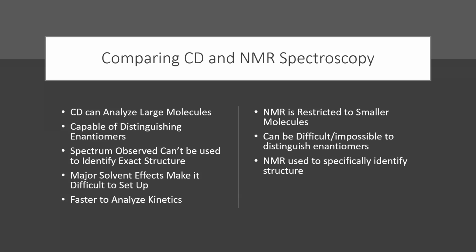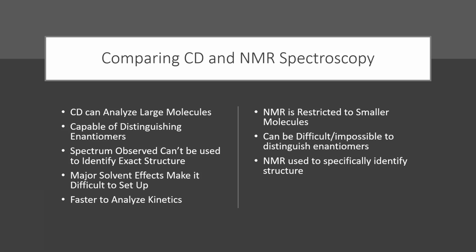Another useful thing about CD is that it's capable of distinguishing between enantiomers, because chiral molecules absorb left and right-handed polarized light differently. But with NMR, it's difficult or near impossible to distinguish enantiomers. I believe there's a way, but I didn't look into it specifically. I did find that generally the peaks are usually the same for enantiomers.